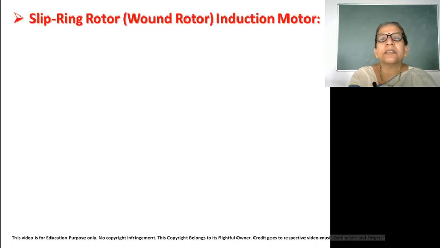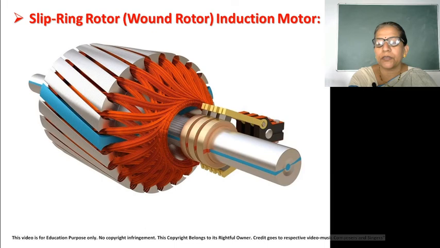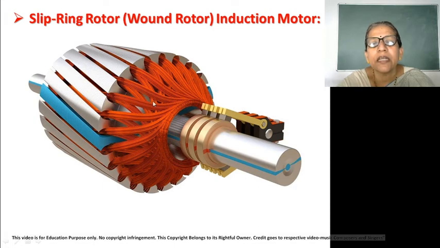The slip ring induction motor or wound rotor induction motor, that diagram I have shown here. Here again you will see this is the rotor core, this is the slot, and in the slot these are the conductors, but here these conductors are interconnected to each other. Now have a look at one most important part which you have not seen in the squirrel cage induction motor, that is the slip ring and brush.